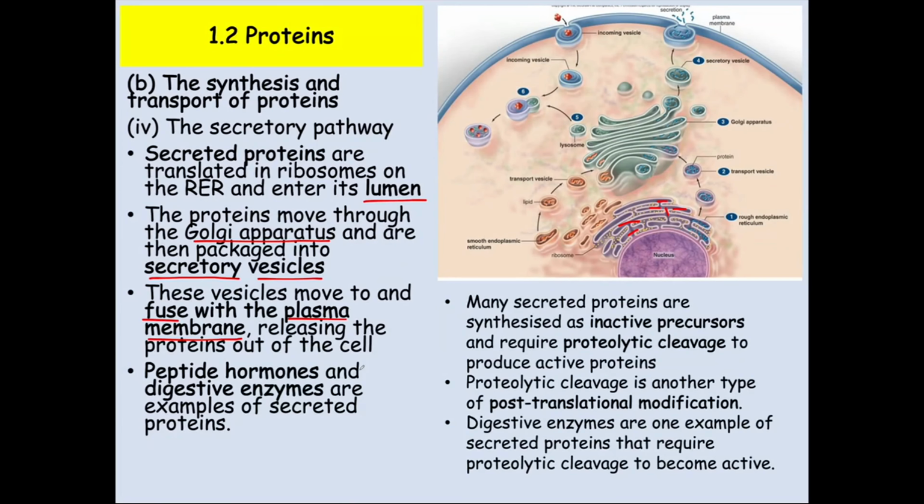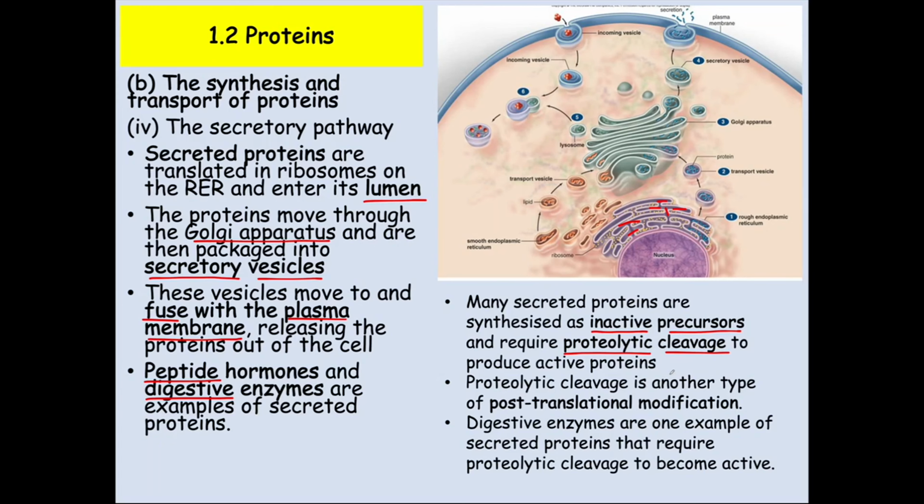Now, examples of those proteins that might be released out of the cell are things like peptide hormones, something like insulin, for example, or digestive enzymes, so something like amylase or something similar. They will then be taken to the places in the body where those proteins will become useful and active. We don't want them being active within the cell, and that's why many proteins are synthesized as what are called inactive precursors. So they are not in their active form when they're within the cell, and what they require is something called proteolytic cleavage to produce active proteins.